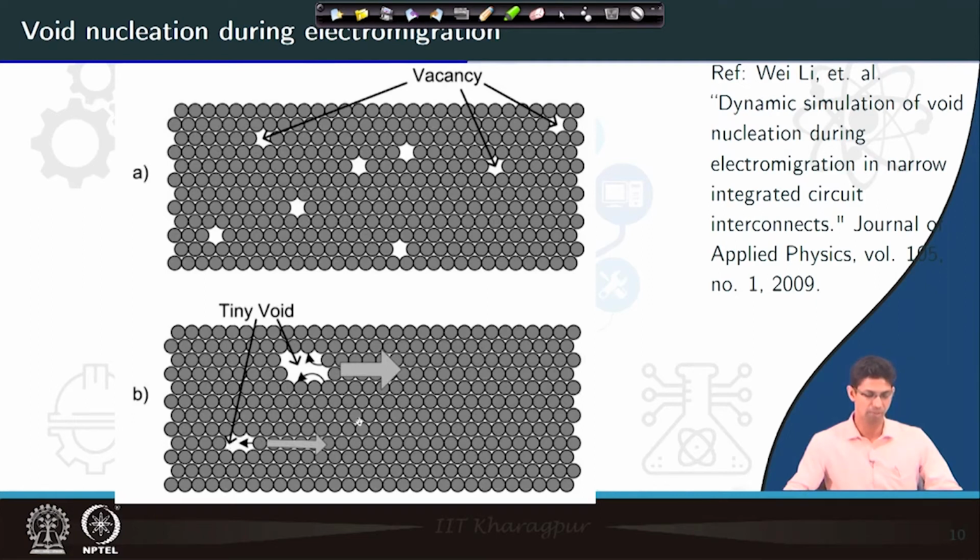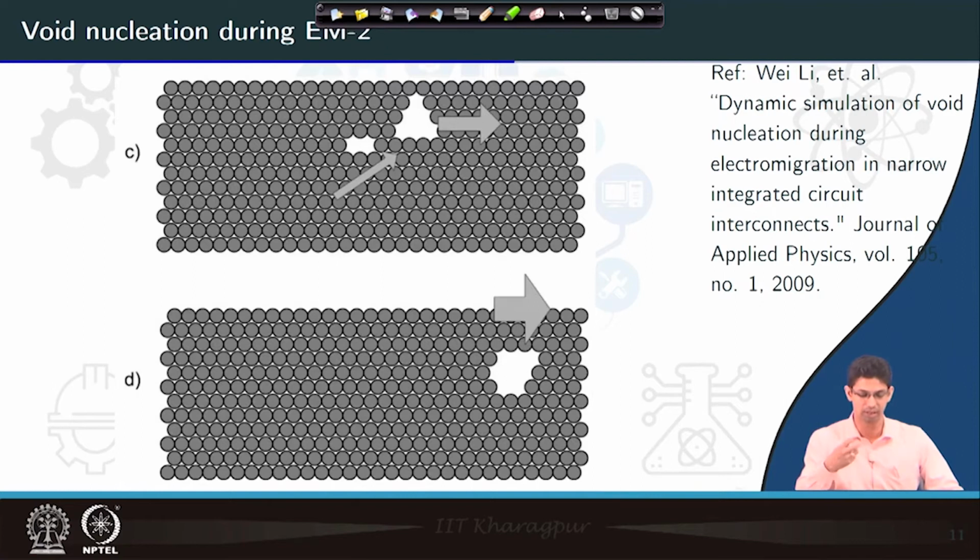So, what will happen is that these tiny voids start behaving like a sort of pseudo particles which have their own identity, and then they start moving. These tiny voids may not be stable. However, over time they may start coalescing together and they can increase in size.